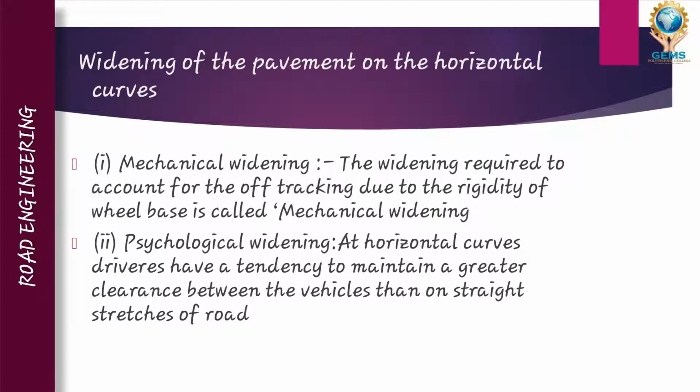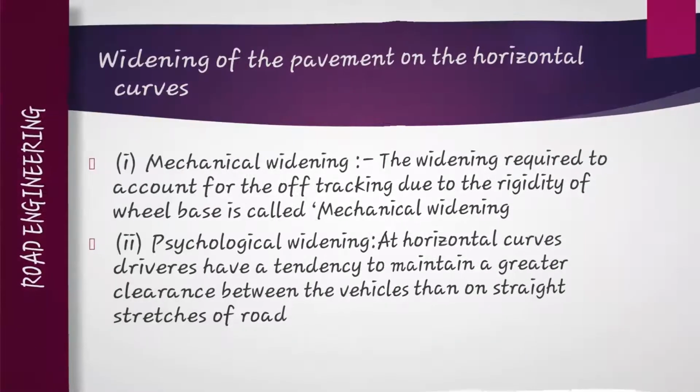And psychological widening: on a horizontal curve the driver has a tendency to maintain a greater clearance between vehicles than on a straight stretch of road. That is psychological widening. They will maintain clearance between the curve and the vehicle, and when they pass a vehicle on a curve, they will maintain a proportion of road for passing that curve, and that is known as psychological widening.